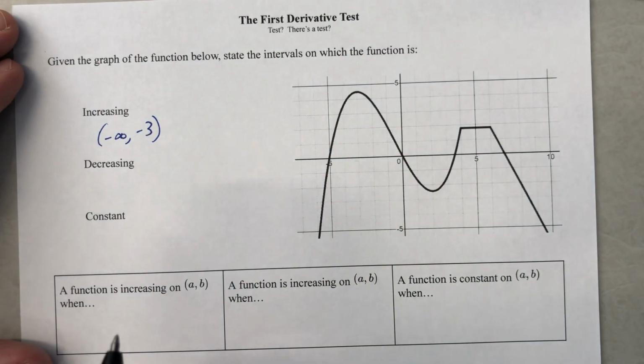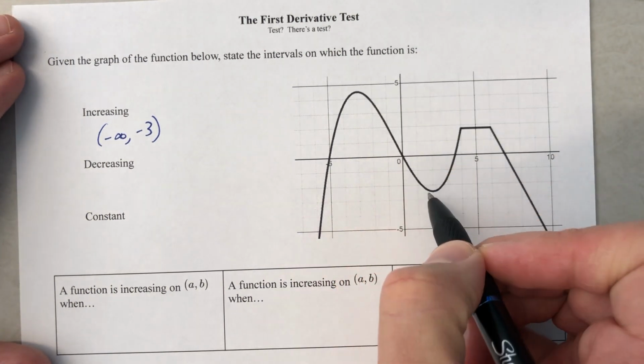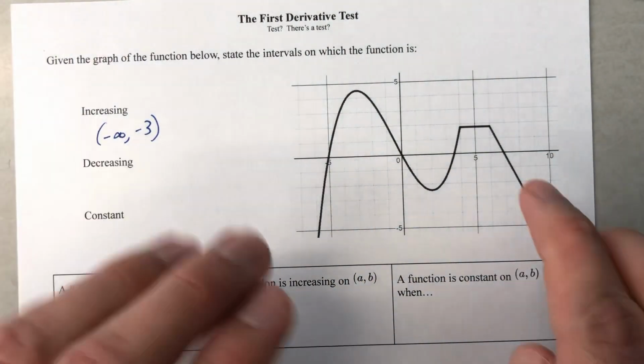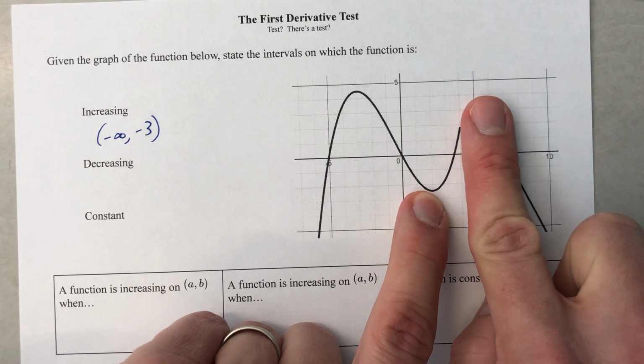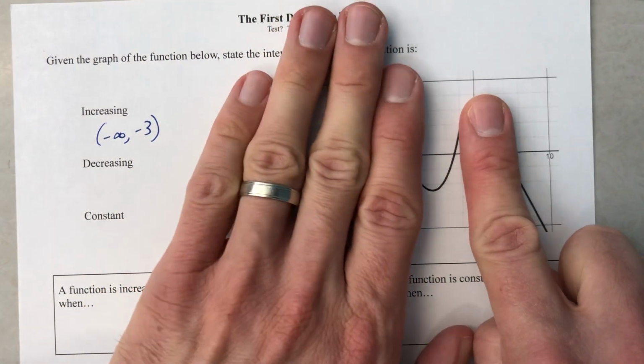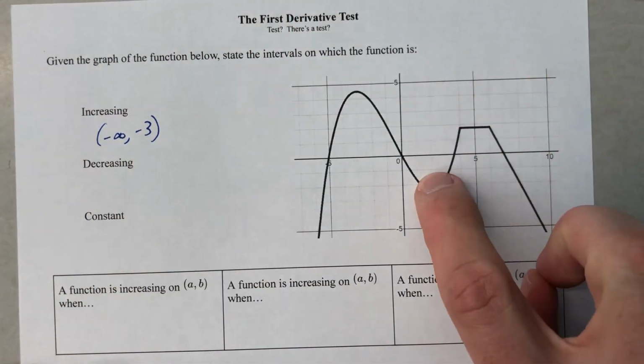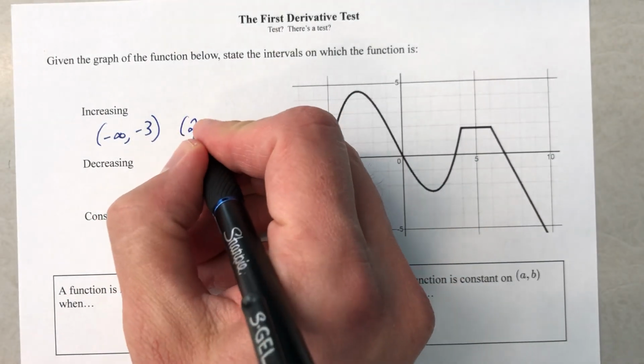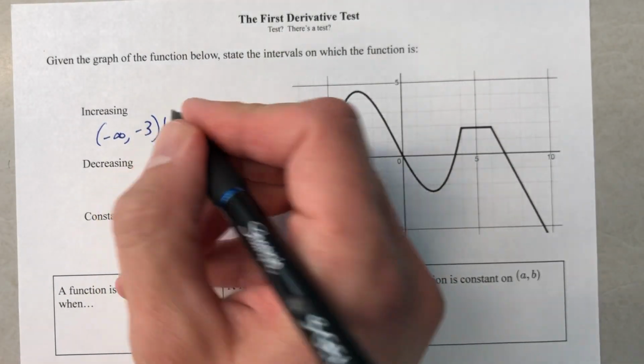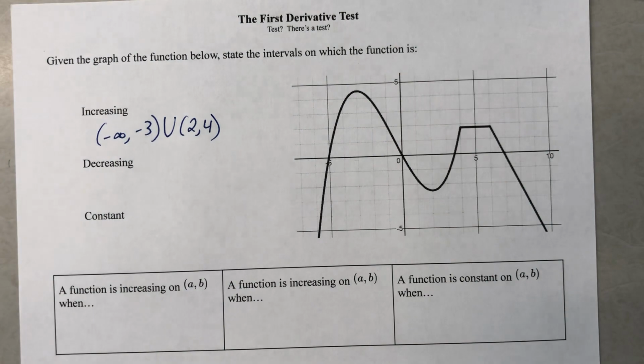I like parentheses, though. Okay, then we go down, and then we come up again, and we're coming up from 2 to 4. I'm looking at x values now. So from here to here, from 2 to 4. So 2 to 4, and we'll join them with that mathematical symbol, union. You could also use the word or. It means the same thing.